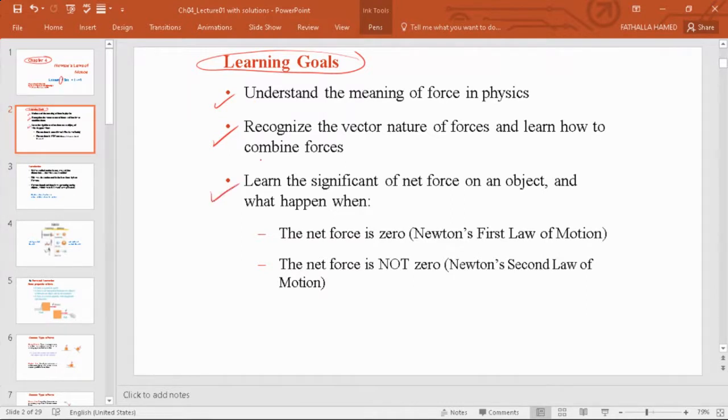And the third, learn the significance of net force on an object and what happens when the net force is zero, and that's known as Newton's first law or the first law of motion, and when the net force is not zero, and this is known as Newton's second law or the second law of motion.